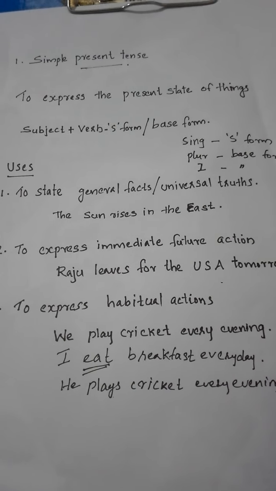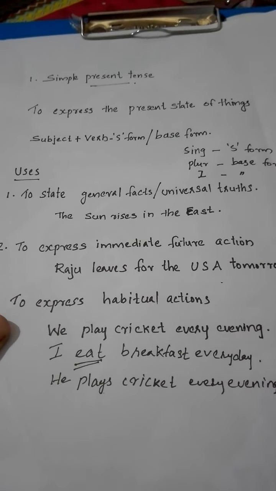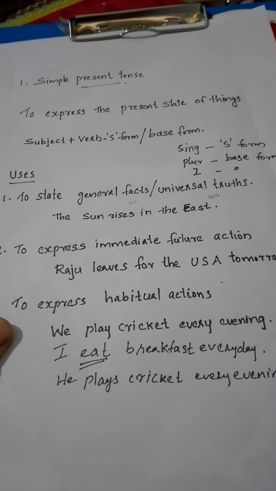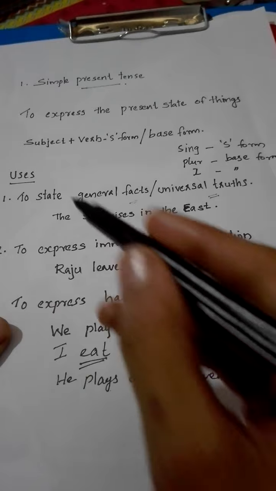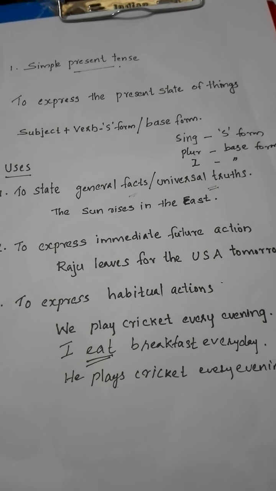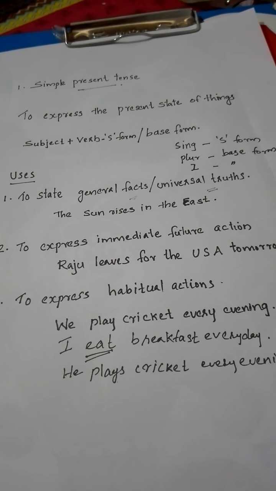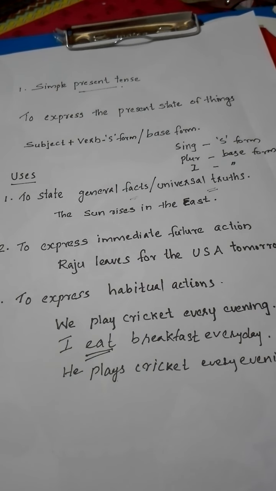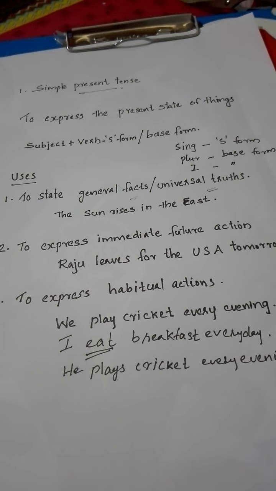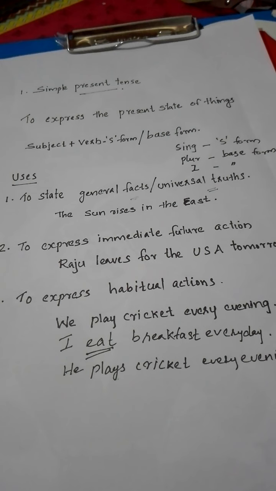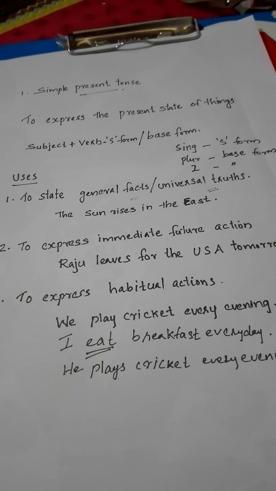And uses of present tense. What are the uses? To express general facts or universal truths, we can use simple present tense. The sun rises in the east. The sun sets in the west. That's also a universal truth. We can say like that, with the S form of the verb. To express general facts or universal truths, we use simple present tense.